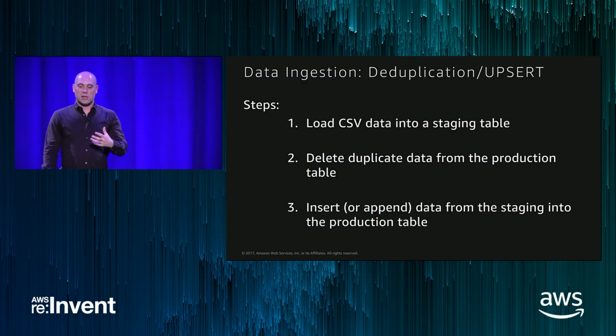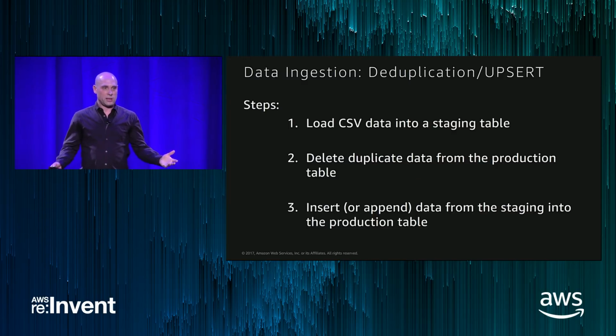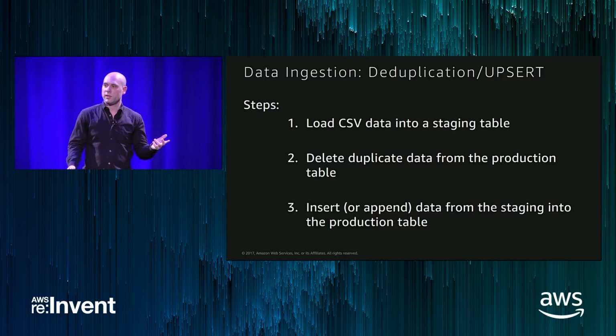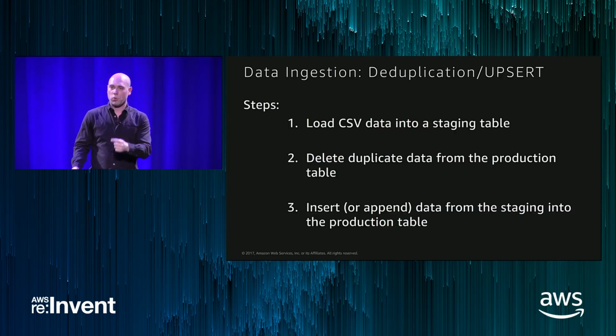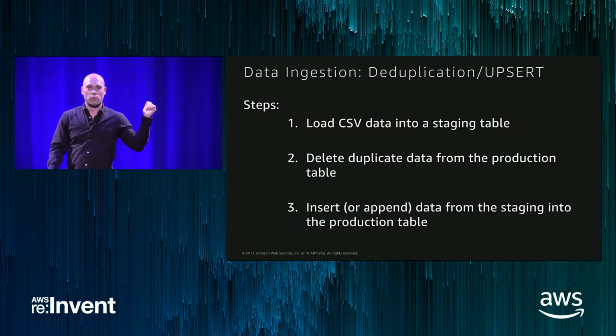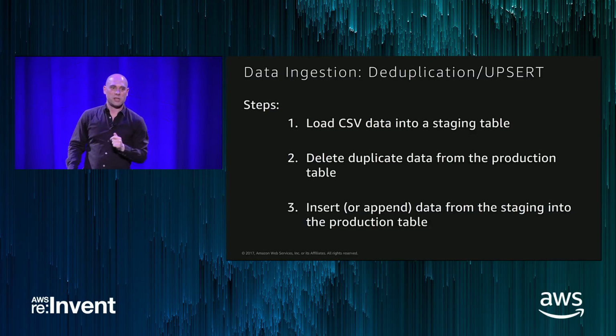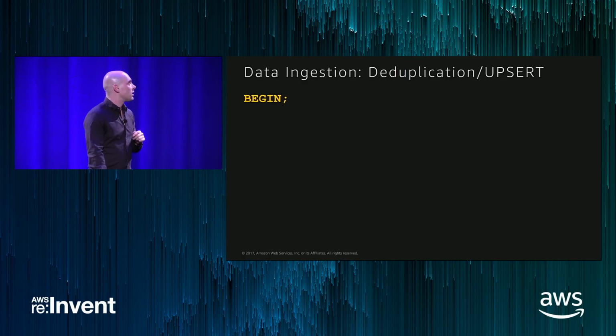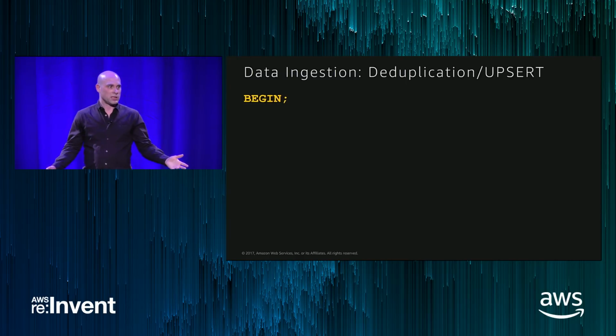So the workflow is we want to load that CSV file into a staging table, and then we want to delete from the production table all of the data that matches the staging table, and then we're going to insert all of the data over into the production table. So how does that work? The first thing we're going to do is create a transaction. The reason why is we want to reduce the number of transactions in Redshift. We talked about that, but it is very important.